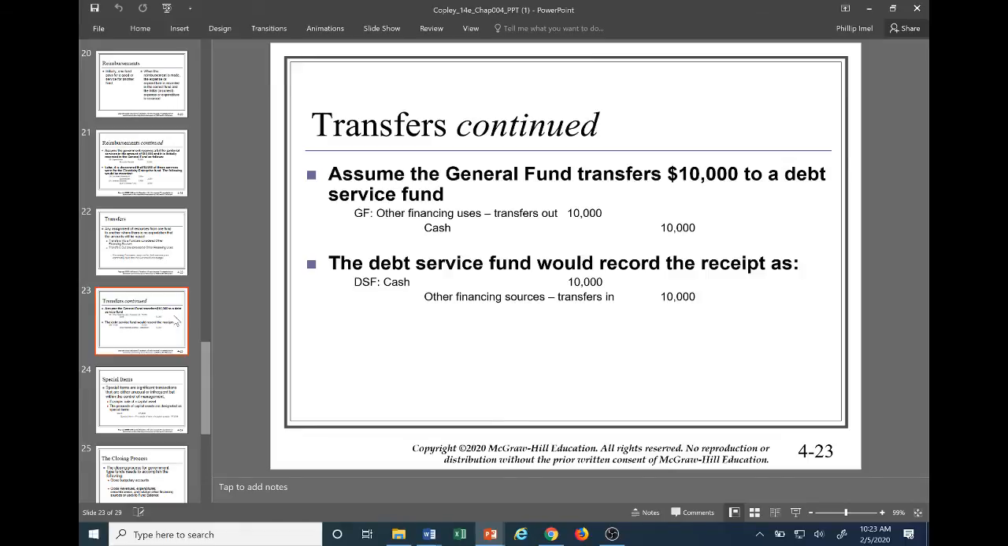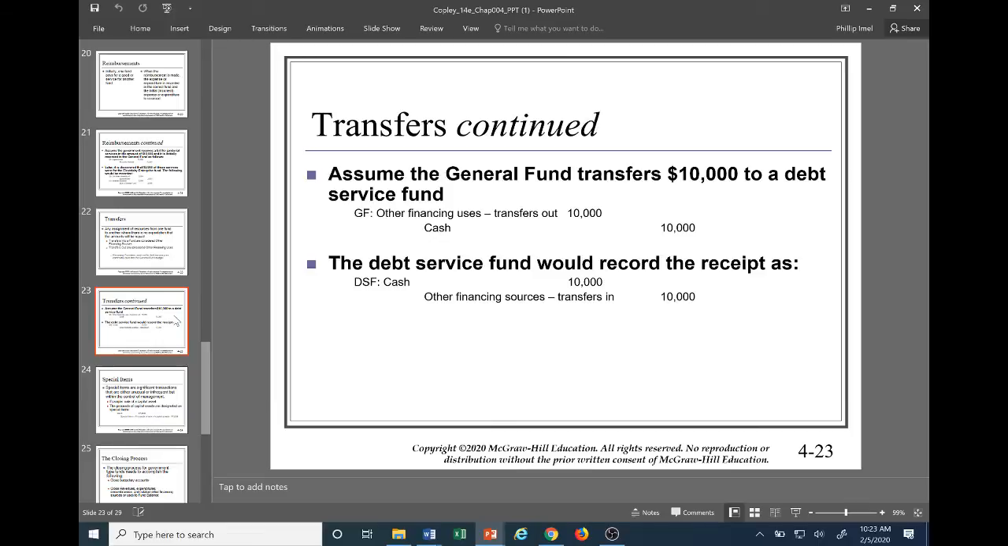Obviously, same thing here. If the debt service fund is getting the transfer in, we know we got half the entry. We're going to debit cash because they're getting cash, right? But then, obviously, if they're getting the cash off a transfer, the credit has to be other financing sources, transfers in, for $10,000. Not bad, right?